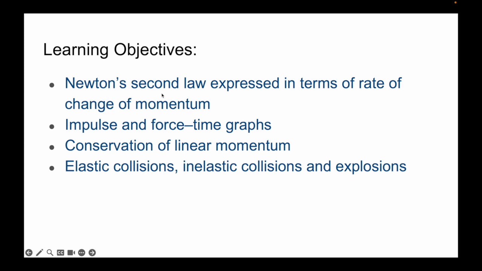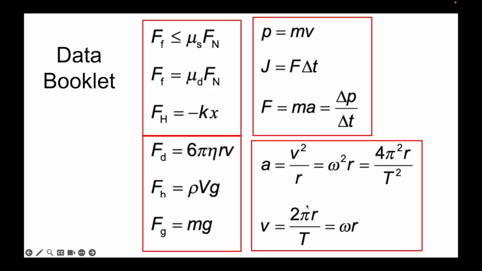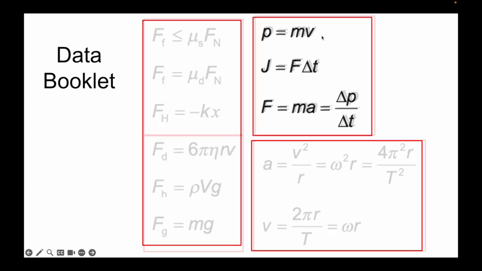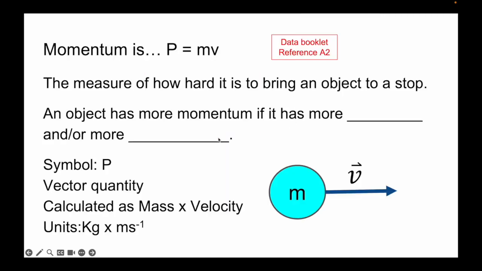Here are some learning objectives for this section. We've got Newton's second law expressed in rate of change of momentum, impulse and force-time graphs, conservation of linear momentum, as well as elastic and inelastic collisions, and explosions. Here are the formulae from our data booklet. We've looked at a few already. Let's focus on this one now and these three formulae.